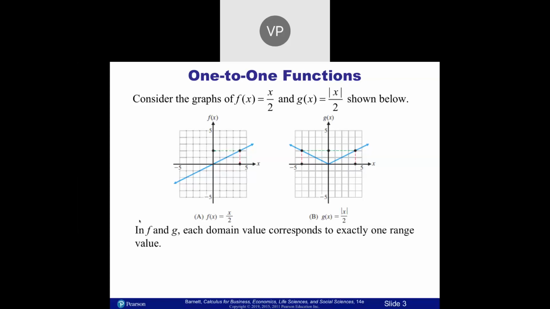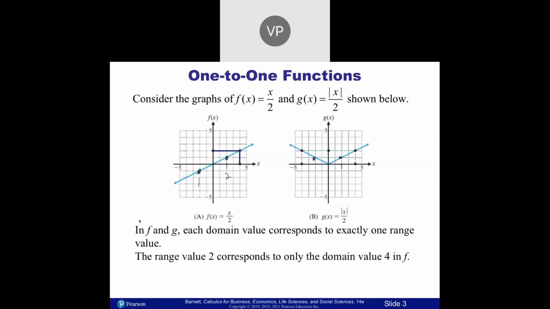Now, in this case, in the domain, every value corresponds to exactly one value in the range. So if you look at the number 2, x equals 2, there's exactly, in this case, 1 point. Over here, same thing, there's exactly 1 point. If you look at -2, there's exactly 1 point. And -2 over here, there's exactly 1 point. So this, again, is sort of the reminder of what it means to be a function.